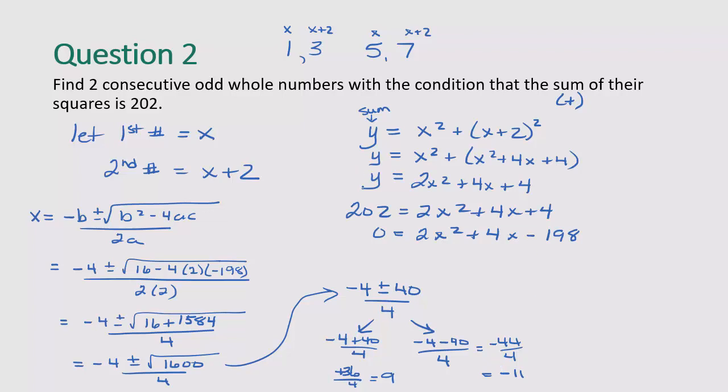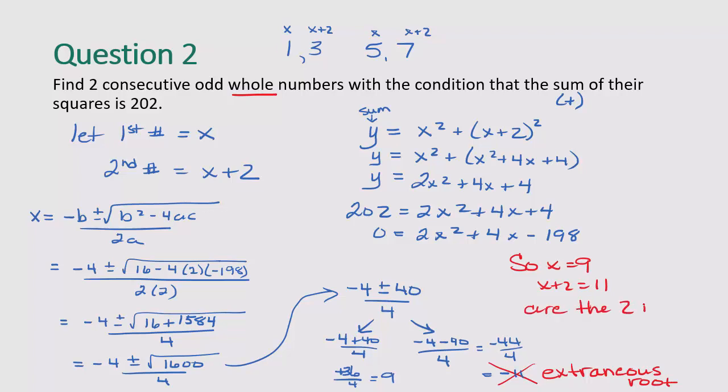Now, if you go back to your question, we've got two possible answers here that will work for us. So it's either 9 or negative 11. But when you go back to the beginning, it says you want two whole numbers. Whole numbers are greater than 0, so I cannot have the negative 11. That's what's known as an extraneous root, because it's an extra root that I don't need. So really, my x value is 9. So x equals 9 and x plus 2 equals 11 are the two numbers.